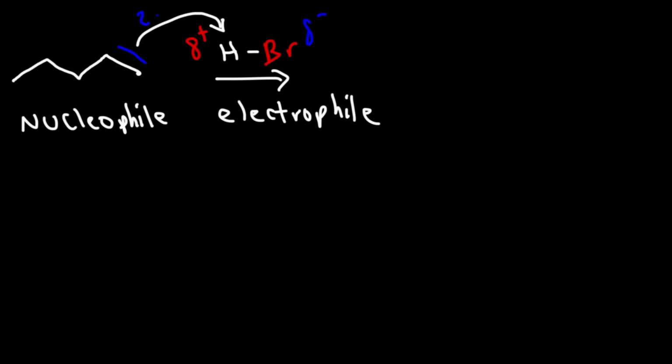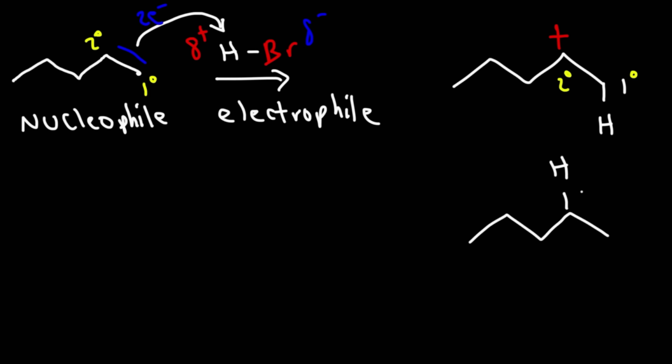Now the arrow represents the flow of two electrons. What's going to happen here is the pi bond is going to break. And those electrons will be used to form a new bond between the primary carbon and the hydrogen. Now here's a question for you. Why does the hydrogen go on the primary carbon and not the secondary carbon? If we put the hydrogen on a primary carbon, we're going to get a secondary carbocation. If we were to place the hydrogen on a secondary carbon, we're going to get a primary carbocation.